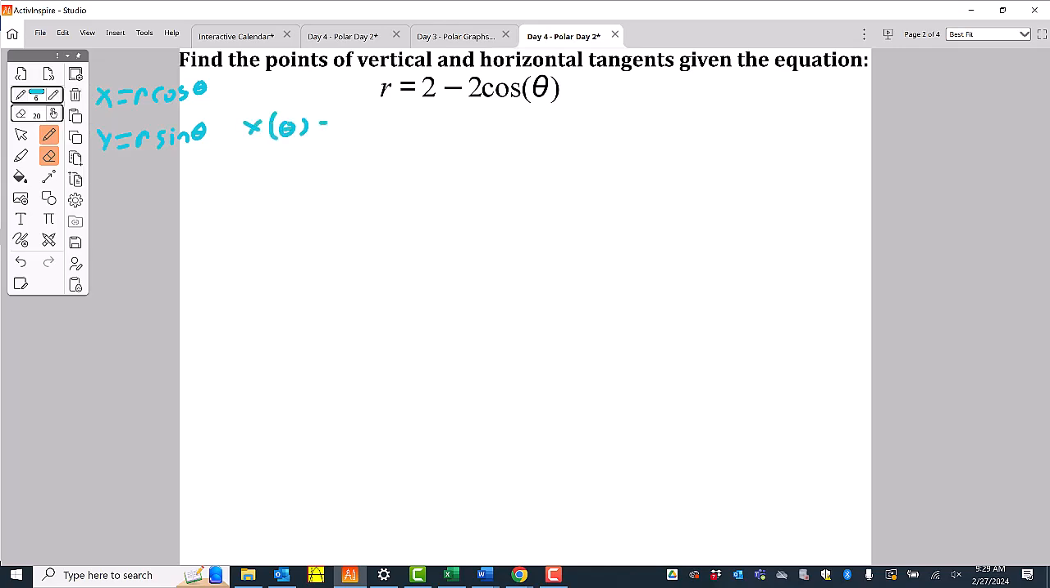X of theta is going to be r, so this equation, times cosine. So we're going to have 2 cosine theta minus 2 cosine squared theta. And we'll do the derivative because we want the horizontal tangency, so we want where the derivative is equal to 0. That's going to be negative 2 sine theta plus 4 cosine theta sine theta. We'll set it equal to 0.